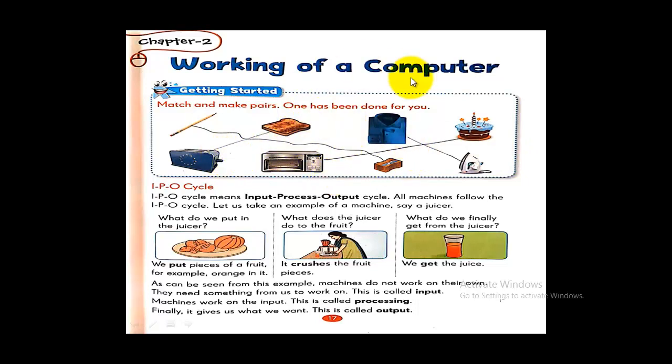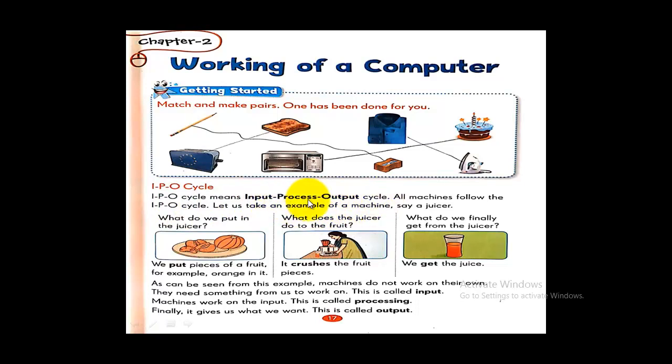How does a computer work? We are going to see in this chapter. Now let's see the IPO cycle. What is IPO? IPO cycle means input process output cycle.